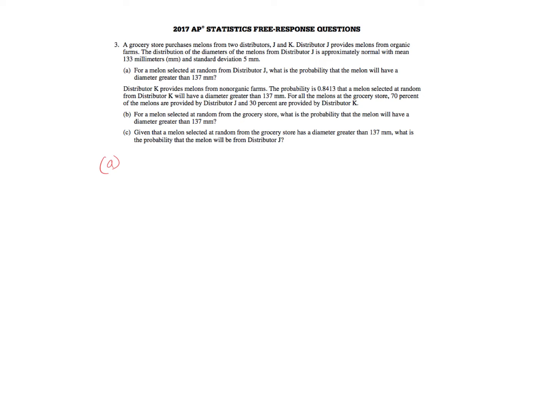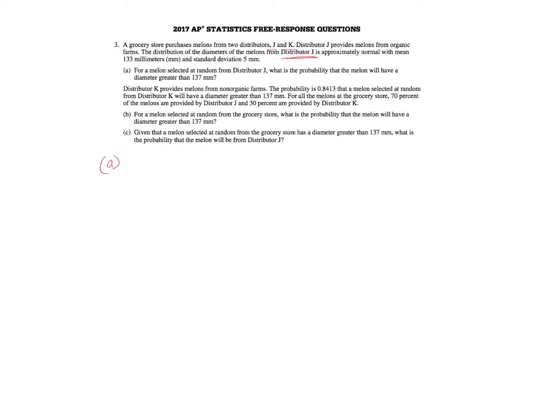Okay, yeah. We have two distributors. Distributors bring food to grocery stores, yes? Okay. We have two distributors, J and K, and J is organic, okay? And what we've done here is we've said the distribution of the diameters of the melons from distributor J is approximately normal with a mean of 133 and a standard deviation of 5. Everybody with me? For melons from this distributor, what is the probability that it will have a diameter that is greater than 137 millimeters?